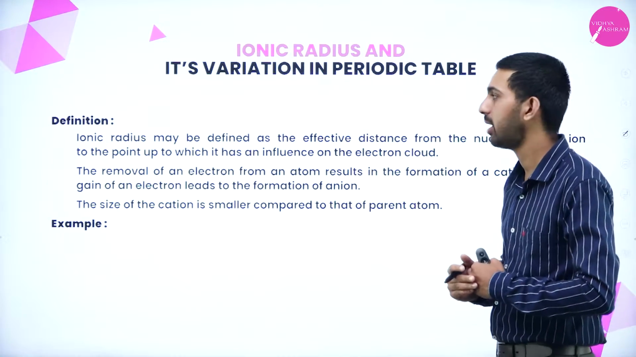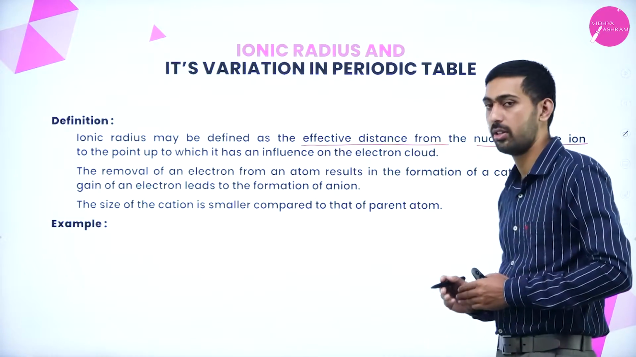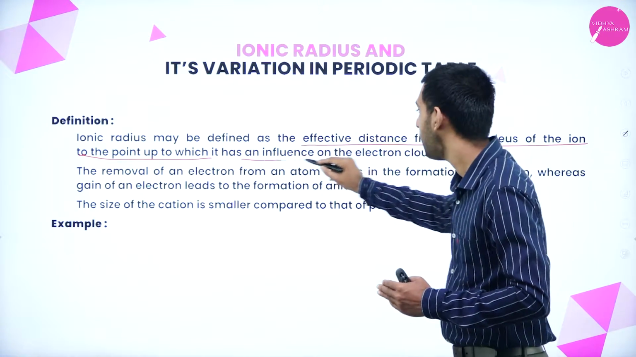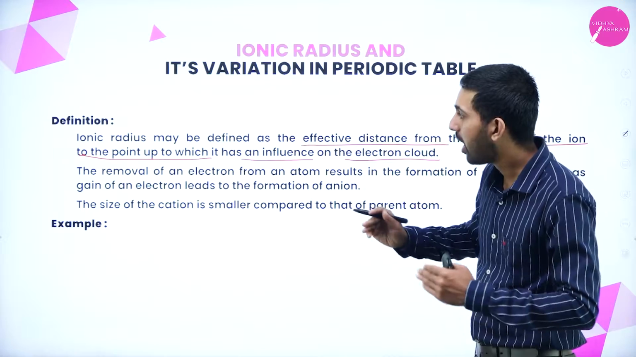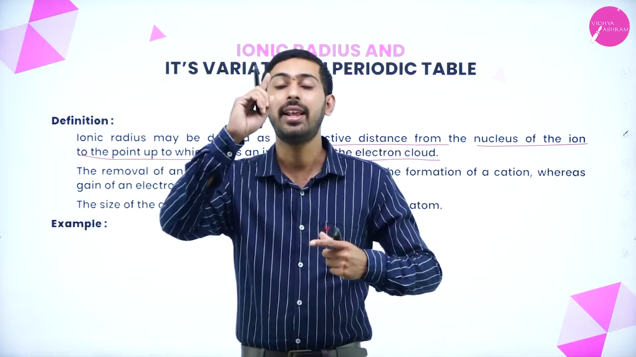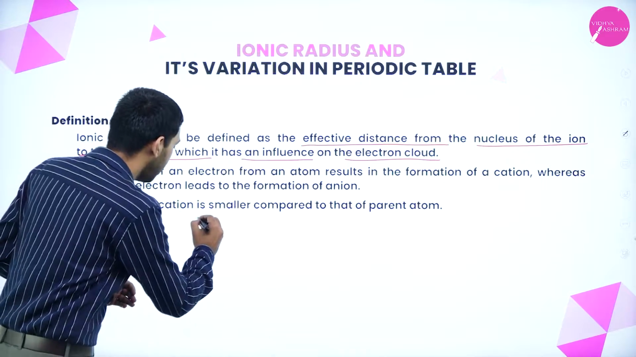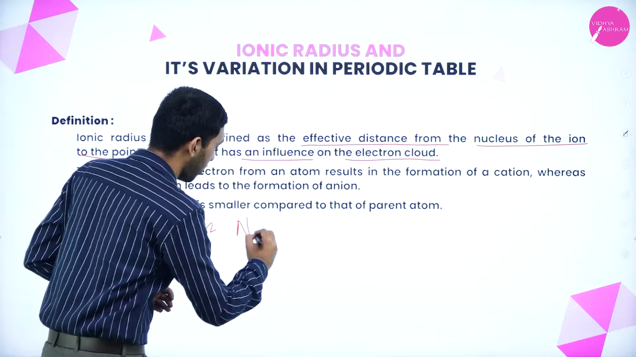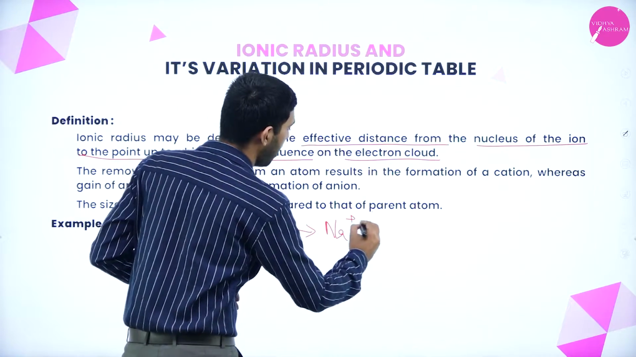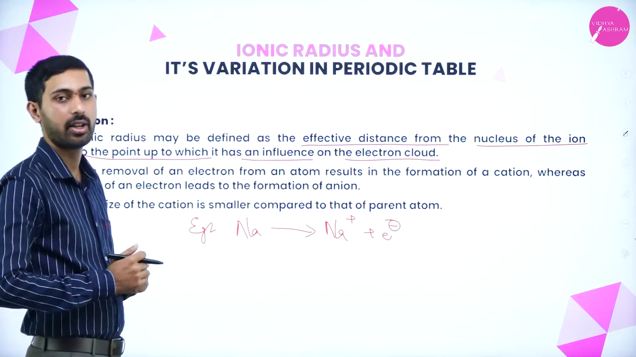What do you mean by ionic radius? It is defined as the effective distance from the nucleus of the ion to the point up to which it has influence on the electron cloud. When the element loses one electron, then we can say that it is in an ionic state. Let us take one example. Sodium, if it loses one electron, it goes to the ionic state.